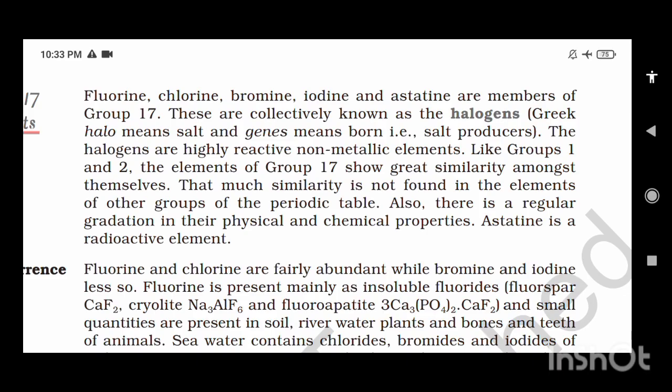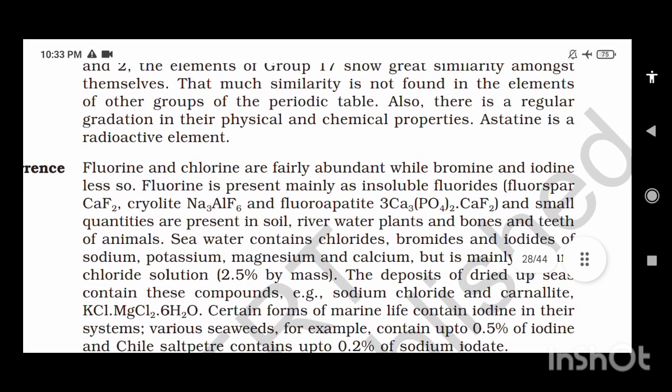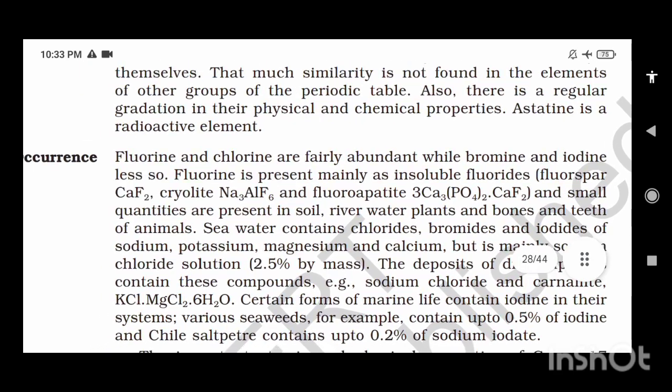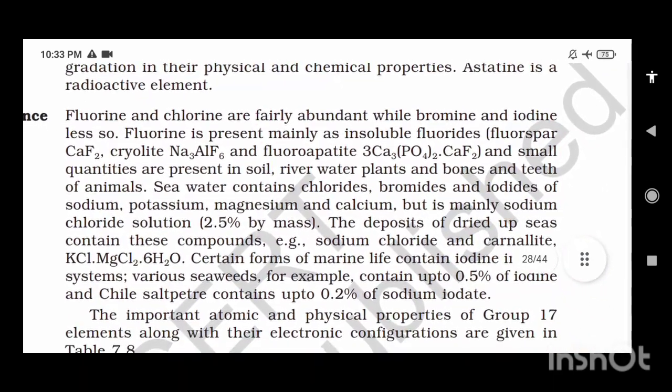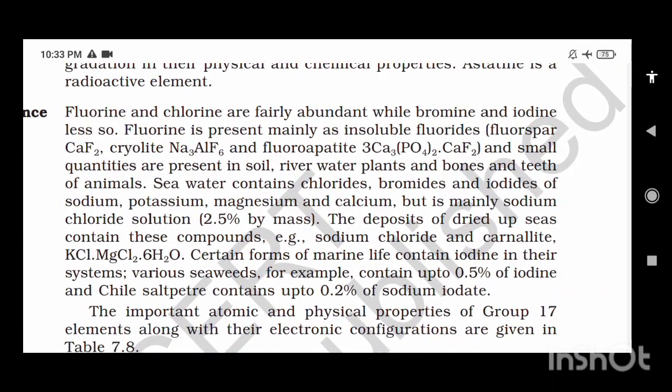The elements of group 17 show greater similarity amongst themselves. That much similarity is not found in the elements of the other groups of the periodic table. Also, there is a regular gradation in their physical and chemical properties. Astatine is a radioactive element. Occurrence: fluorine and chlorine are fairly abundant, while bromine and iodine less so.